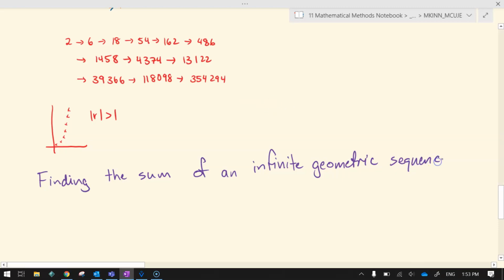So we're going to find the sum of an infinite geometric sequence. So a sequence that does not end. So we're always going to be adding something onto this sequence because the sum of the terms in a sequence, sum means to add. And the claim is we can find the sum of an infinite sequence, which might be a little bit confusing at first.